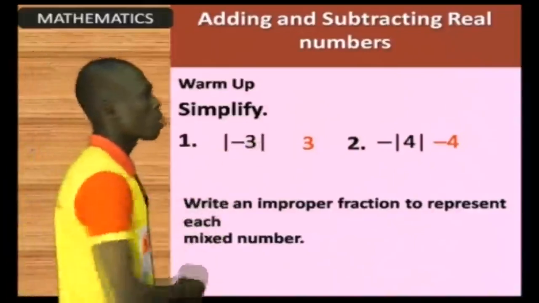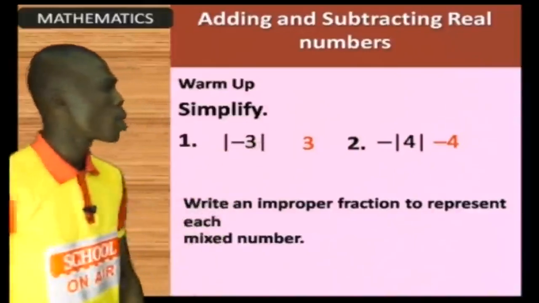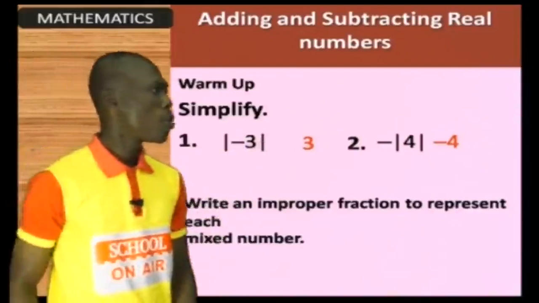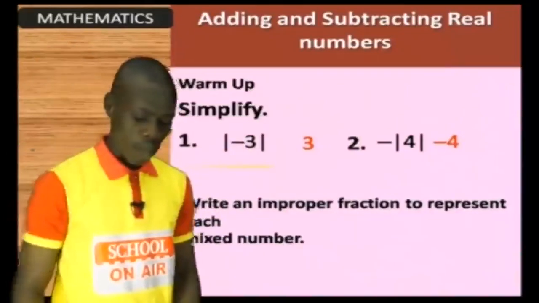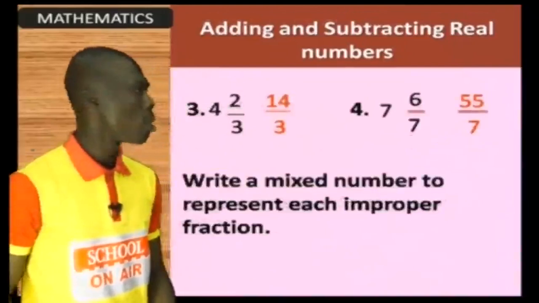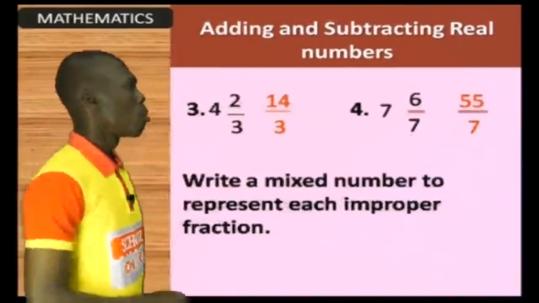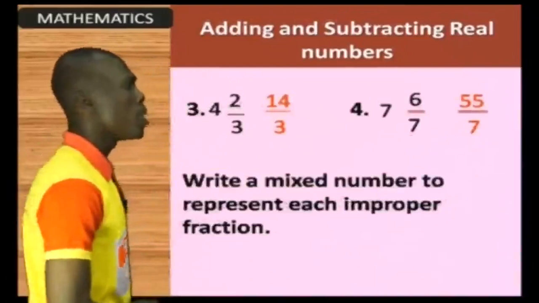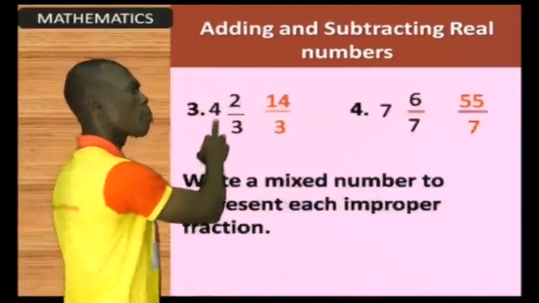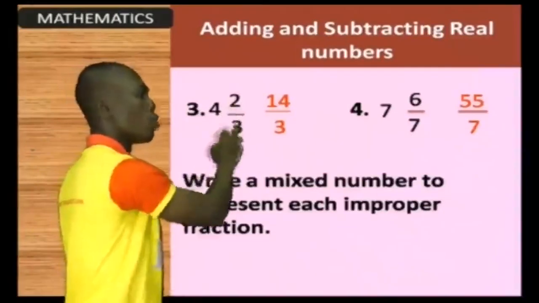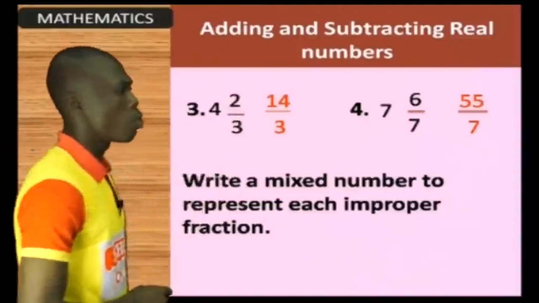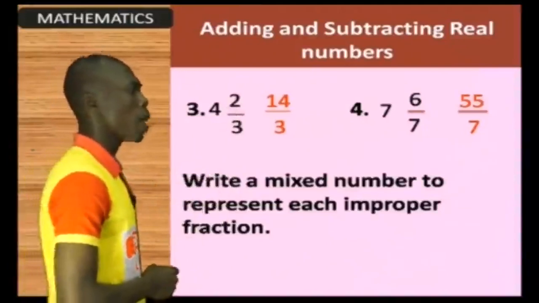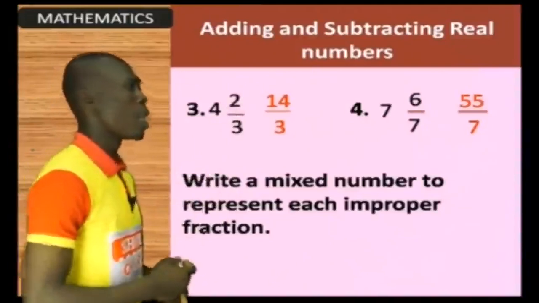Now let's look at this one. Write an improper fraction to represent each mixed number. So we have some mixed numbers, and then we have to write an improper fraction to represent this mixed number. So here we have 4 whole number 2 over 3. That is 4 2/3. So if we have to express that as an improper fraction.